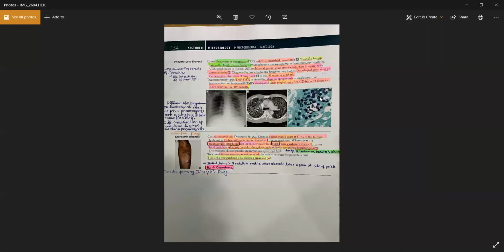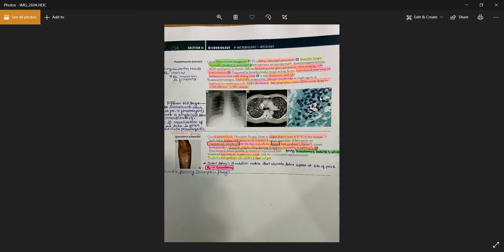Okay, so we have finished with the fungi. We have discussed the dimorphic fungi. You need to remember the list of dimorphic fungi. That includes Sporothrix schenckii. That includes your Candida. Okay, that includes your Malassezia furfur, and includes your systemic mycosis.